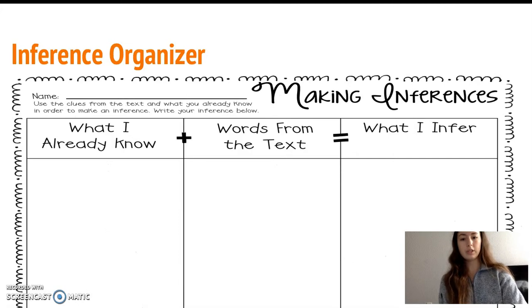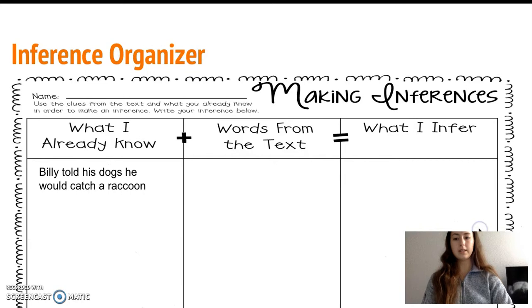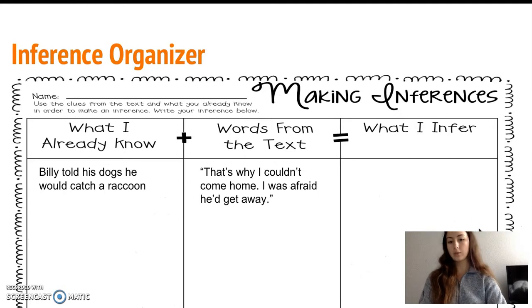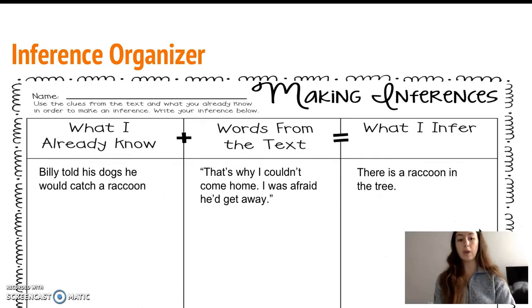So, something we already know is that Billy told his dogs prior to this page that he would catch a raccoon. Some words from the text that we just read were, that's why I couldn't come home, I was afraid he would get away. So an inference that I might make is that there's a raccoon in the tree. Now we read to find out.